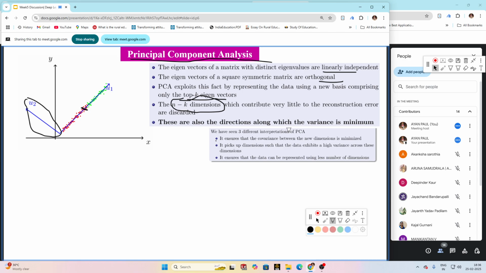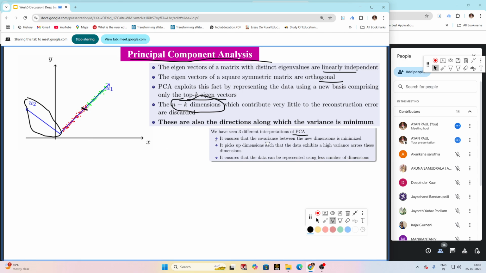So the 3 interpretations of PCA that you have learned in your lecture are: first, it ensures that the covariance between the new dimensions is minimized. Why is the covariance between the axes minimized? Because we are projecting onto eigenvectors, and eigenvectors are linearly independent. If vectors are linearly independent, then the covariance will be 0, or it will be very small.